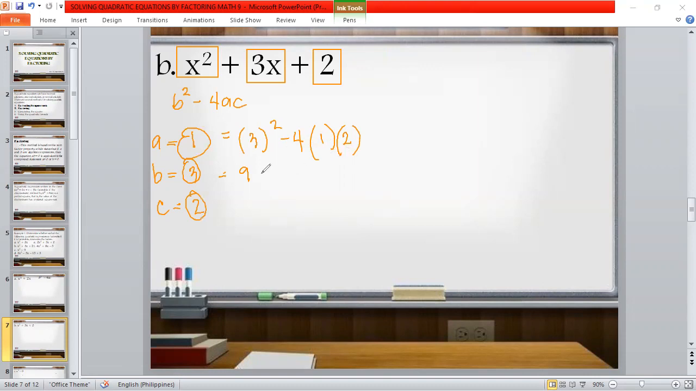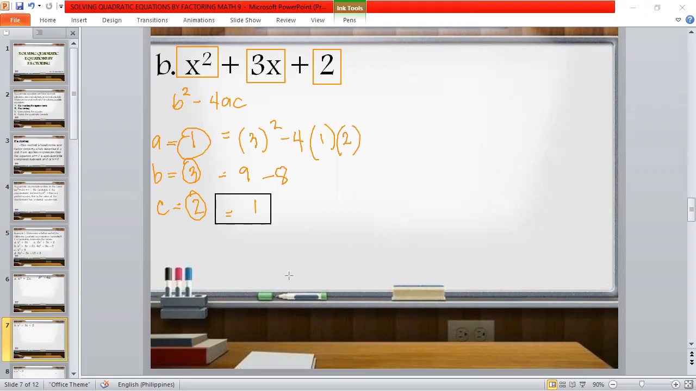Negative 4 times 2 is negative 8. Okay, so 9 minus 8 is equal to 1. The discriminant of our expression is equal to 1. Very good. Do you think that 1 is a perfect square?